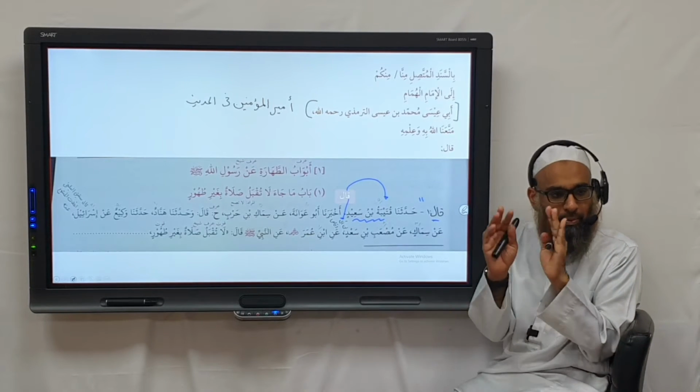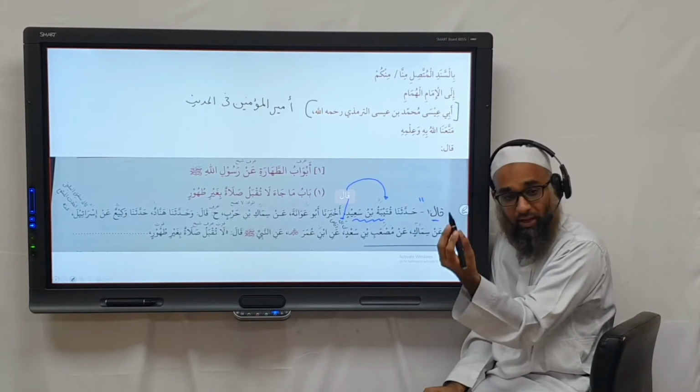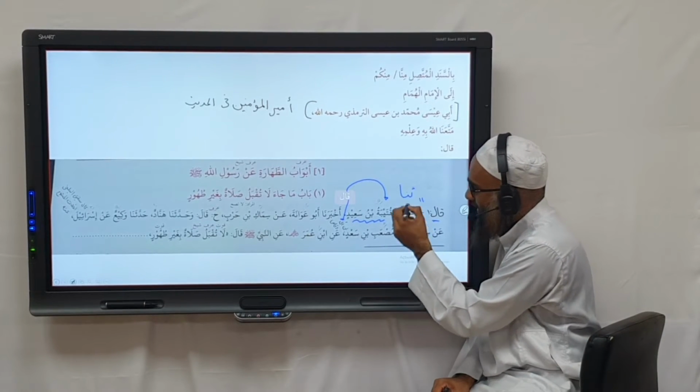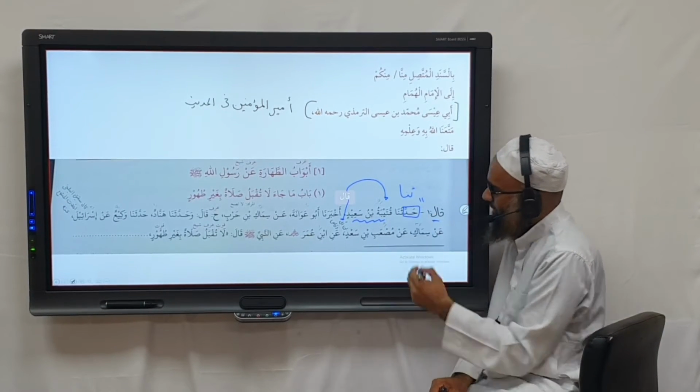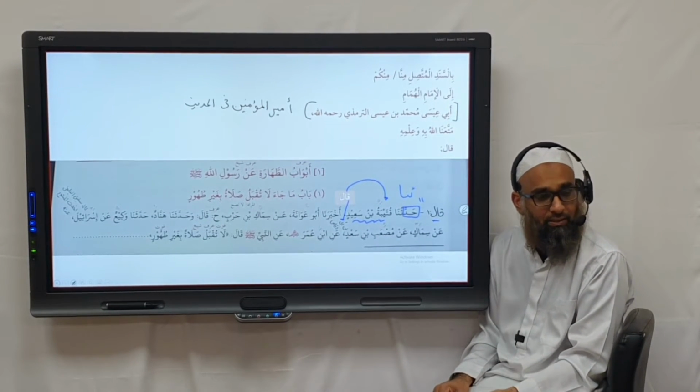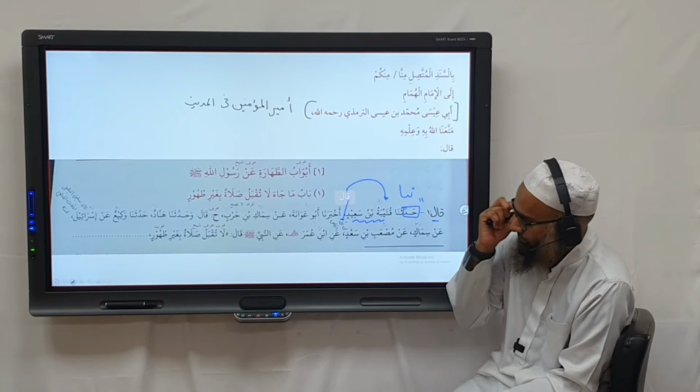Now it's very easy to copy and paste. You've got computers, everything is easy. So even for example, sometimes instead of haddathana, you do it later on. You have it like this. Forget this part. It's just to make shorthand notes. Do you understand? They would do that to make it short.